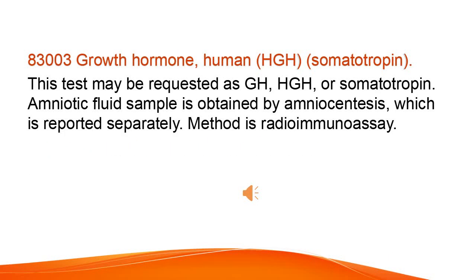Growth hormone, human, HGH, somatotropin. This test may be requested as GH, HGH, or somatotropin. Amniotic fluid sample is obtained by amniocentesis, which is reported separately. Method is radioimmunoassay.